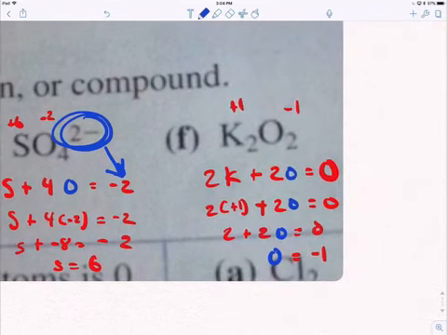Here, potassium peroxide: 2 potassiums plus 2 oxygens equals 0. Alkalis have to be +1. That forces oxygen to be -1. And the name peroxide means oxygen in the -1 state. So that's where we left off. Everybody see this? Any other questions?